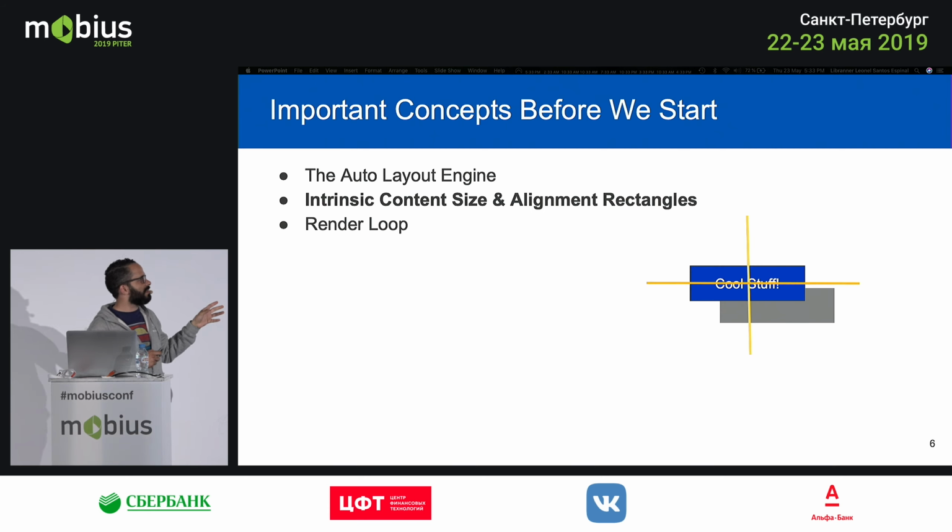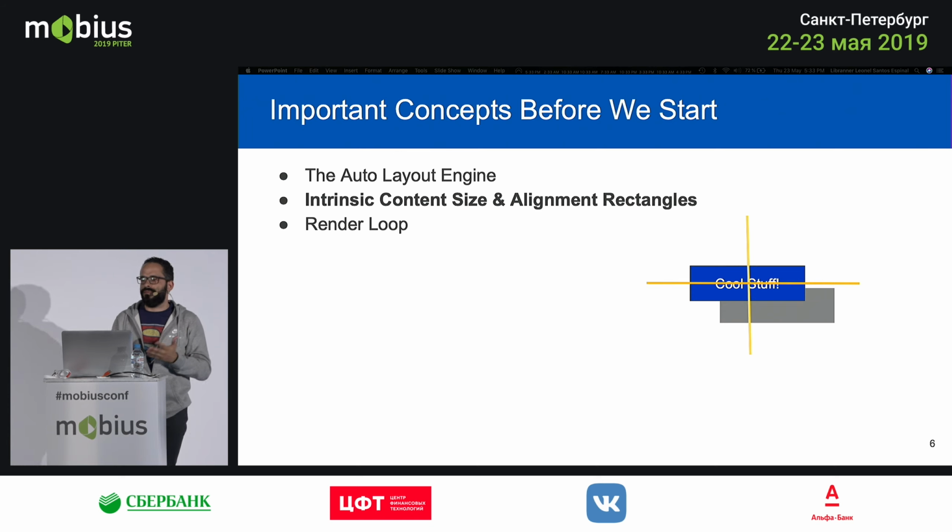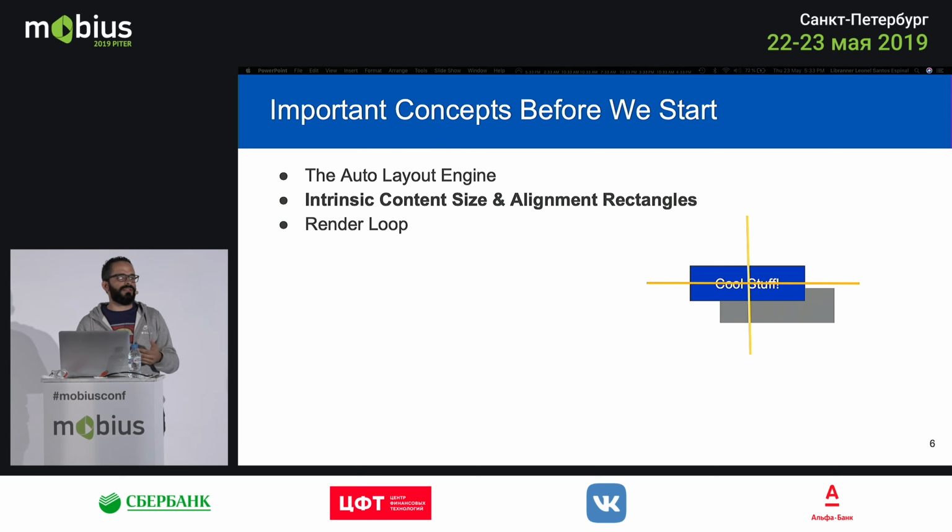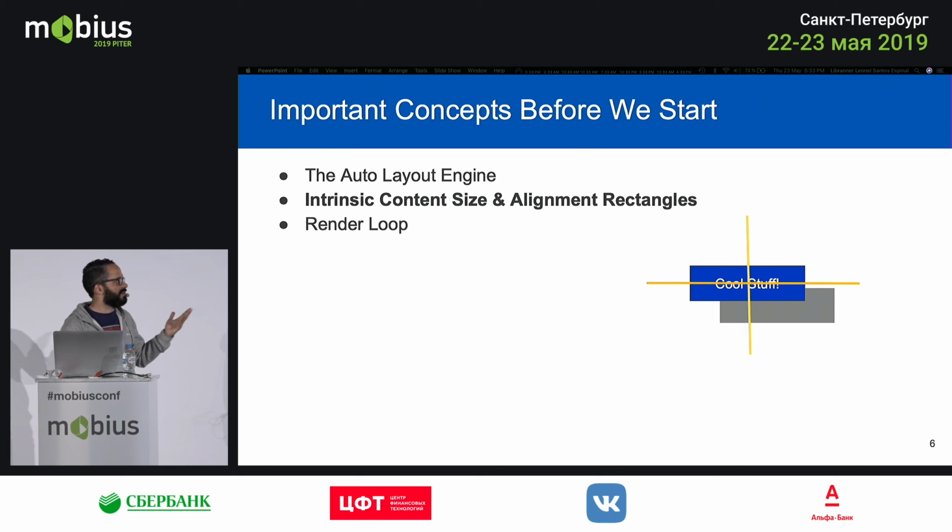The intrinsic content size and alignment rectangles. This is really important because, for example, if you have worked with UI using iOS, intrinsic content size is something that does a lot of work for you. For example, when you use labels and buttons, you normally don't have to set a height because intrinsic content size is just calculated using the font size.